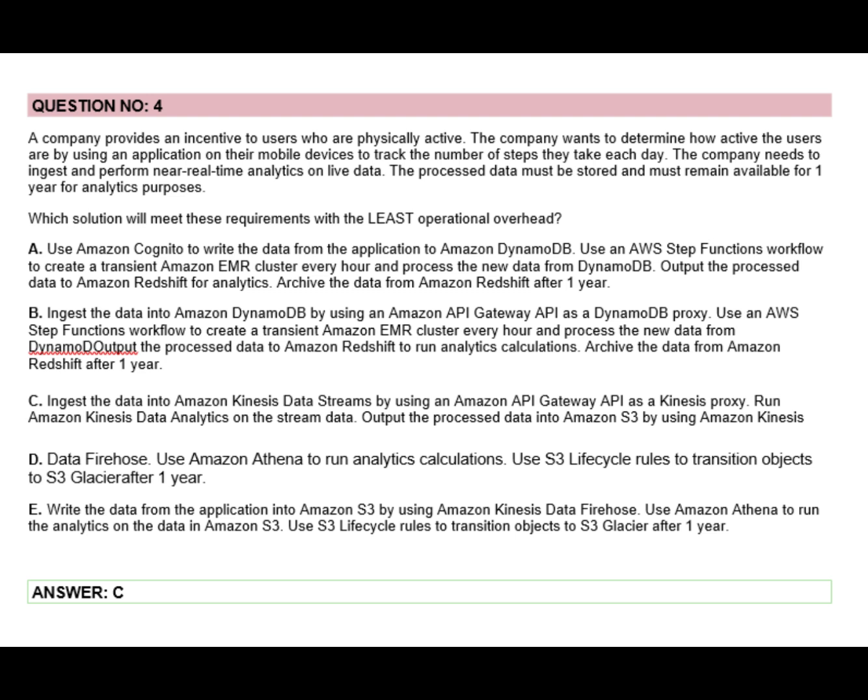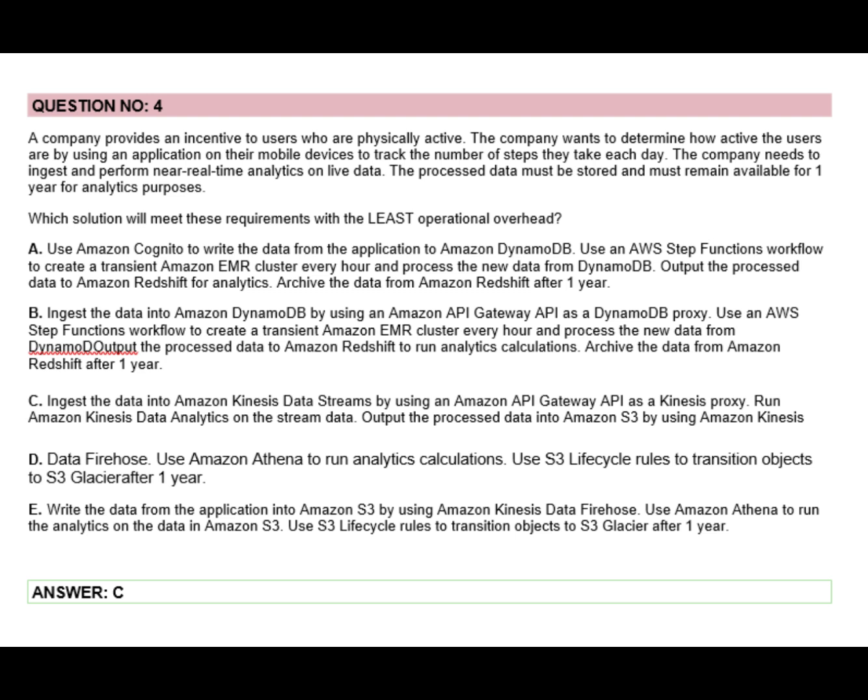C. Ingest the data into Amazon Kinesis data streams by using an Amazon API Gateway API as a Kinesis proxy. Run Amazon Kinesis Data Analytics on the stream data. Output the processed data into Amazon S3 by using Amazon Kinesis Data Firehose. Use Amazon Athena to run analytics calculations. Use S3 lifecycle rules to transition objects to S3 Glacier after 1 year.